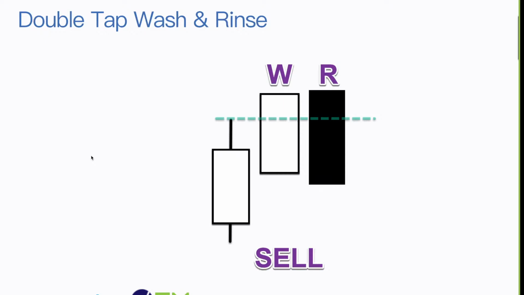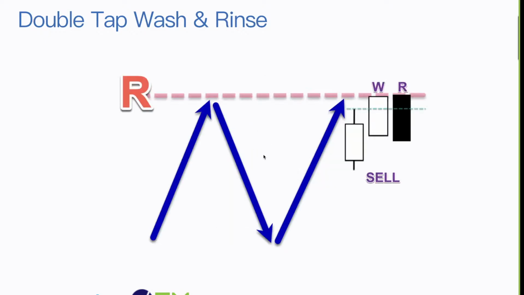Okay, all right, you just have to go and look at the signal when you trade the stocks, or you trade your gold, or trade whatever instrument. All right, okay. So what is double tap wash and rinse?